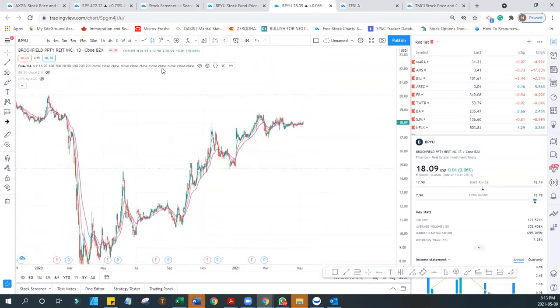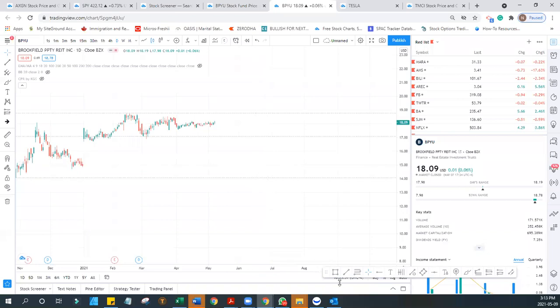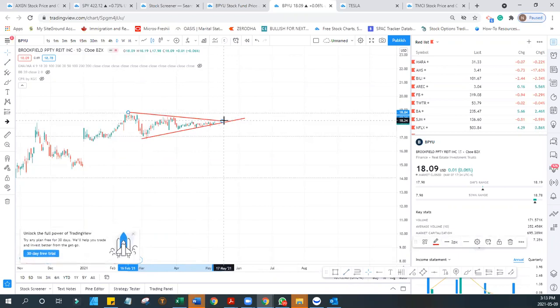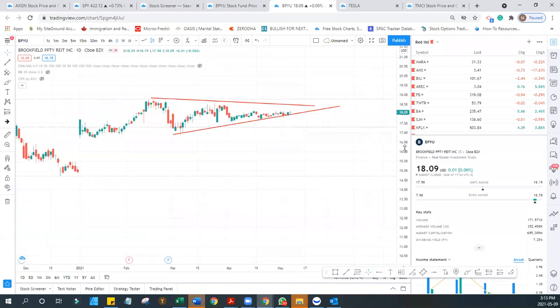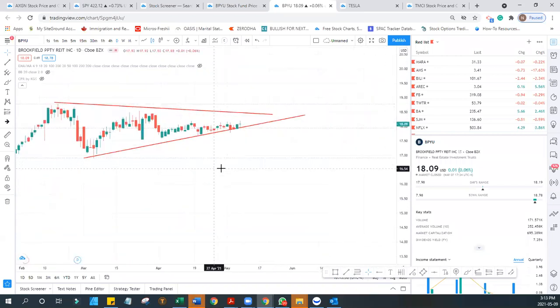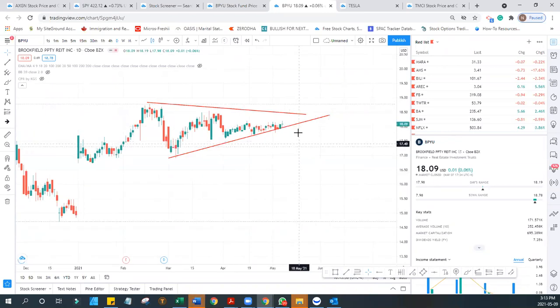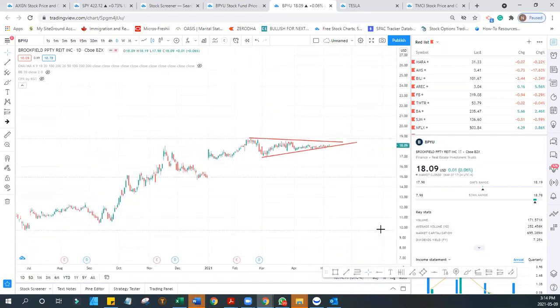Okay, so if you see this BPU, it is kind of making a triangle. The price is going up. It's very good at this point of time. It is taking a support and going up. It made the doji. So if the price goes down from here from $18, you can expect 1750, 1760 down, and then the next stage will be like 1680 and then 1488, right?